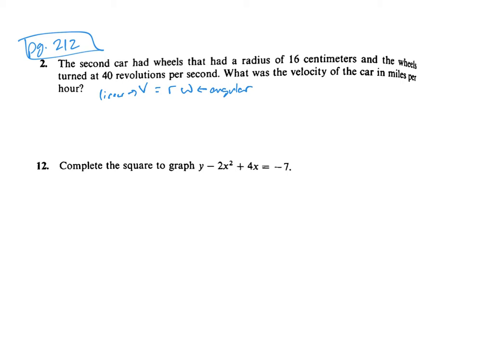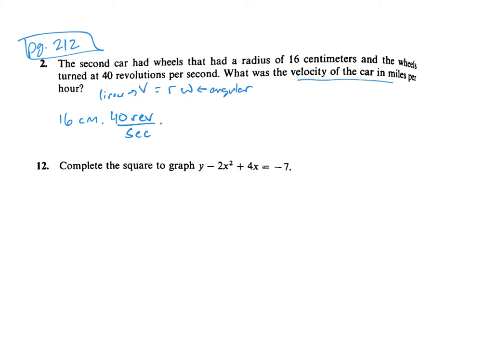So this particular problem wants the velocity in miles per hour, which is the linear, so we're going to use the formula as it is, which means we should take the radius, 16 centimeters, and multiply it by the angular velocity, which is 40 revolutions per second. And then we're going to put in some more conversion factors to reconcile our units.